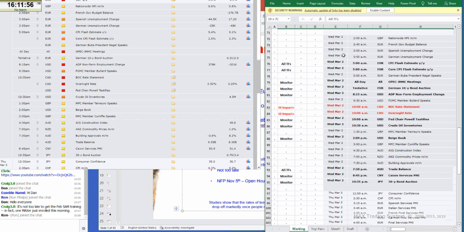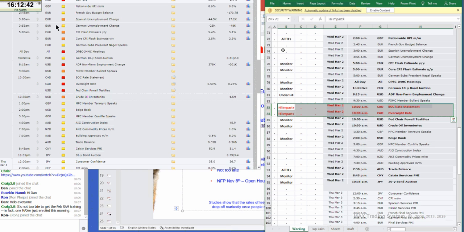Then I will monitor the Euro CPI flash estimate year over year and core CPI flash estimate year over year. And I will explain in a moment why. Then we can ignore the Bundesbank President Nagel speech. Monitor the OPEC meetings. Monitor the German 10-year bond auction. Then we have the ADP non-farm employment change under H4. We can ignore Bullard. Then we have another big one for the CAD, the Bank of Canada rate statement and overnight rate.